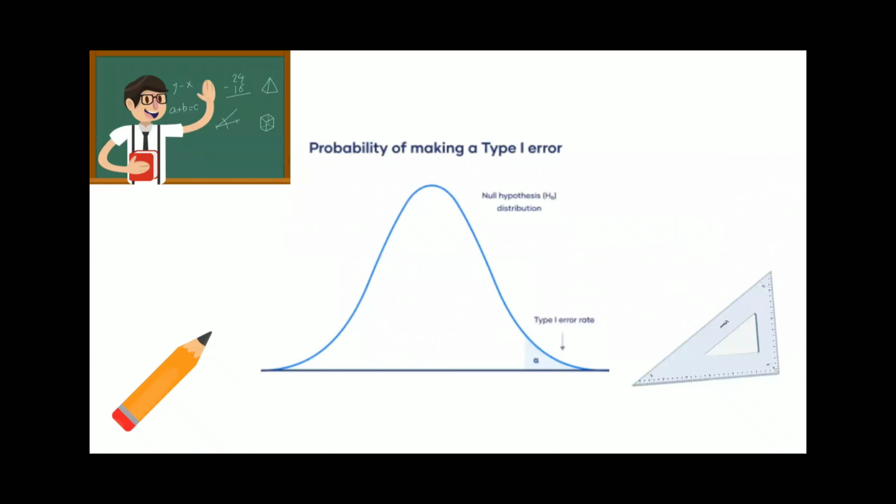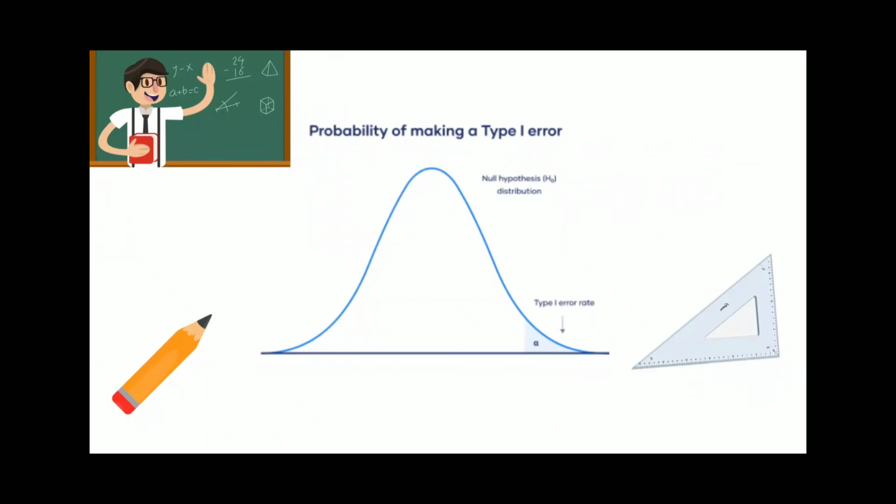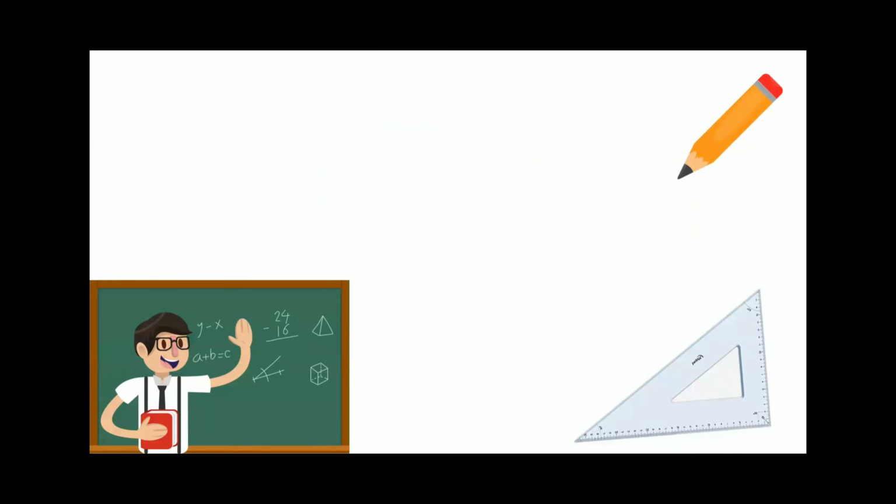The null hypothesis distribution curve below shows the probabilities of obtaining all possible results if the study were repeated with new samples and the null hypothesis were true in the population. Now, let's dive into the type 2 error.